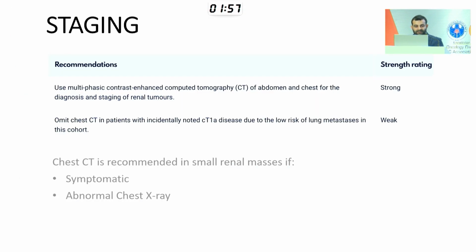So finally, for staging workup of these small renal masses which are less than 4 centimeters, the guidelines are more or less clear: CT chest is not necessarily needed for patients with clinically T1a masses due to low risk of lung metastasis, and CT chest can be considered in patients who are symptomatic and who have abnormal chest X-rays.